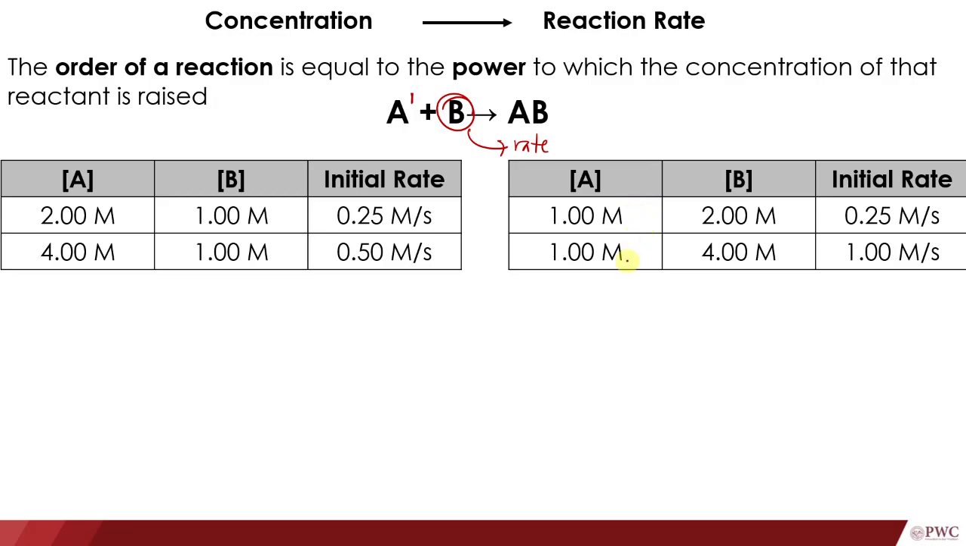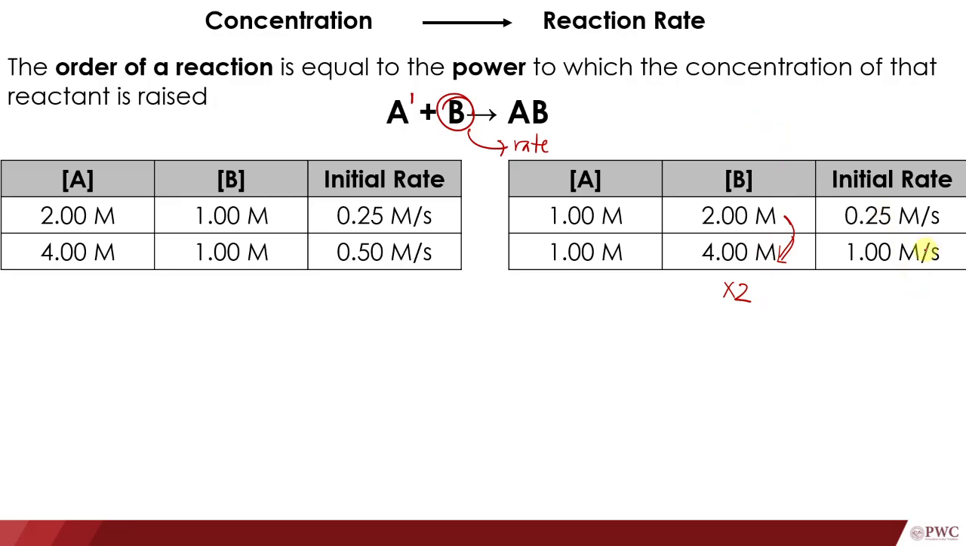So again here, A is constant, B is changing. The change in B will impact the rate of the reaction. So let's observe this one. From 2 molar to 4 molar, what happened to the change in B? That's a change by a factor of 2, right? That's from 2 to 4.